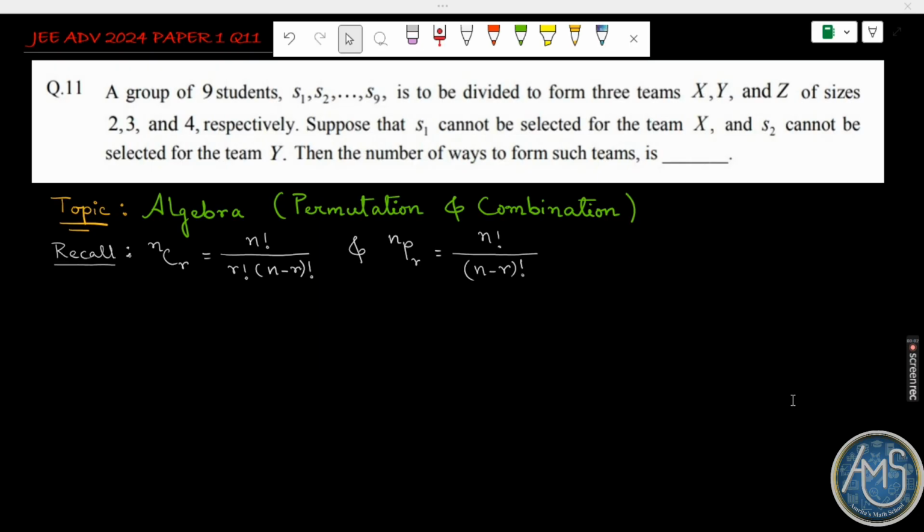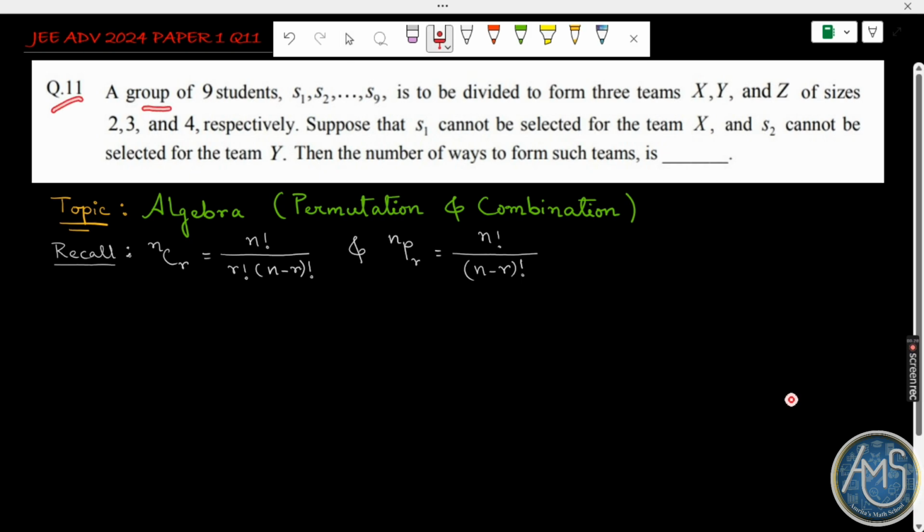So today we will solve question number 11 from JEE Advanced 2024 Paper 1, and it is a numerical type question. That means the answer will be a non-negative integer. If the answer is correct, you will get +4. If wrong or unanswered, then you will get 0. So no negative marking. Let's read question number 11 first.